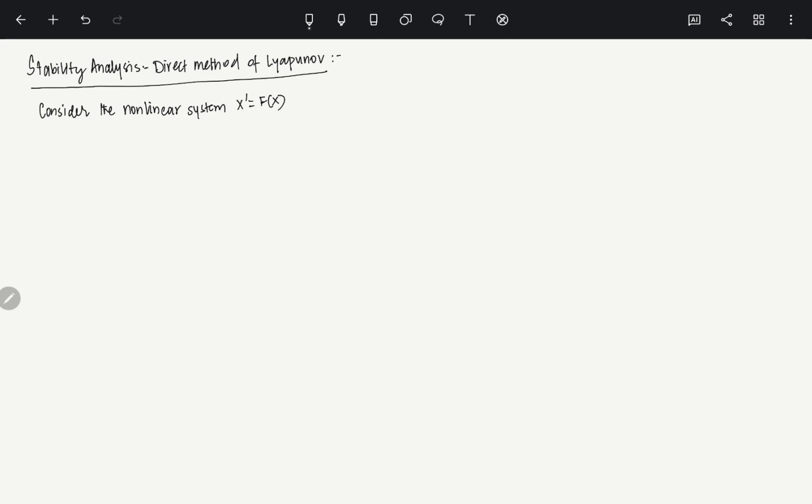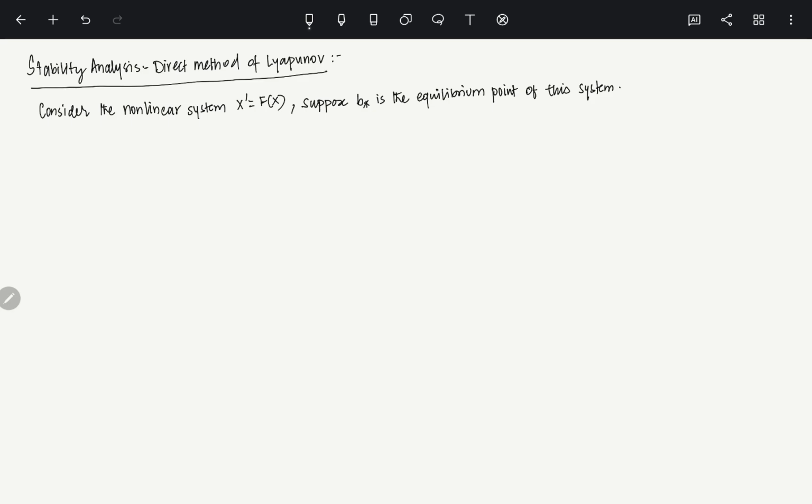So let's suppose for now that b star is the equilibrium point of this system. What do I mean by this? If you remember, we talked about this in the last video also. What is an equilibrium point? Basically f of b star is 0. So we are supposing that b star is the equilibrium point of this system.